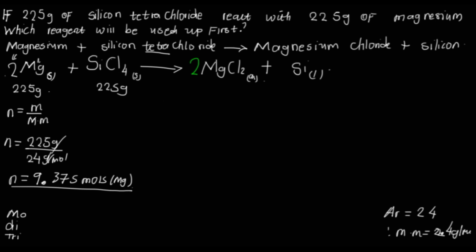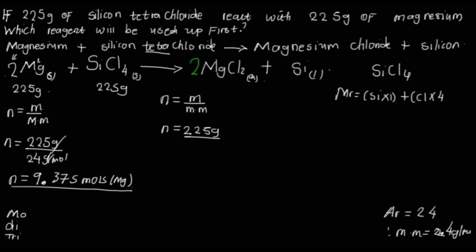Now the second one, we are going to find the number of moles of silicon tetrachloride. Here we also have number of moles is equal to mass over molar mass. The mass is 225 grams over, now we need to find the relative molecular mass for this one. Let's look at silicon tetrachloride. We can see that there is one atom of silicon, so times 1, plus chlorine times 4. The mass number for silicon is 28 times 1 plus chlorine 35.5 times 4.